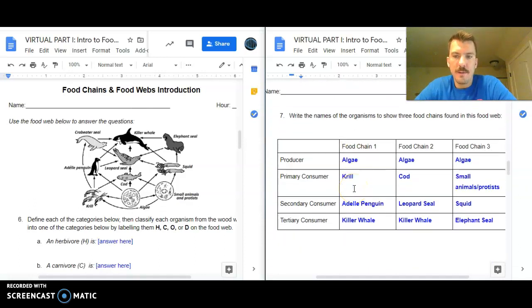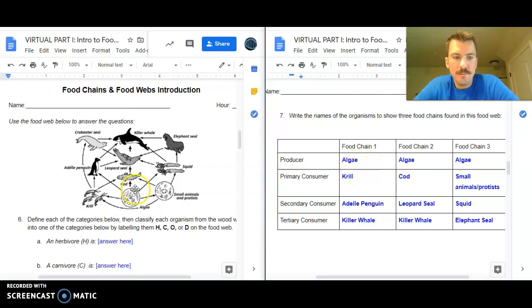Moving on to number 7, it's your job to peer into this food web and pull out from it 3 different food chains. There are more than one answer here, but all of them should start with algae because algae is the only producer here. Here it is. And I see at least 1, 2, 3, 4, 5 different options, and even more probably for food chains. So let's just look at one of them that I wrote.